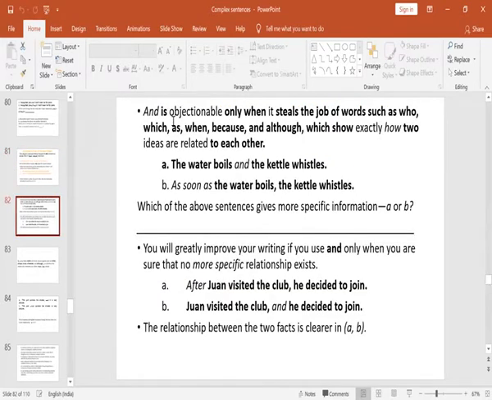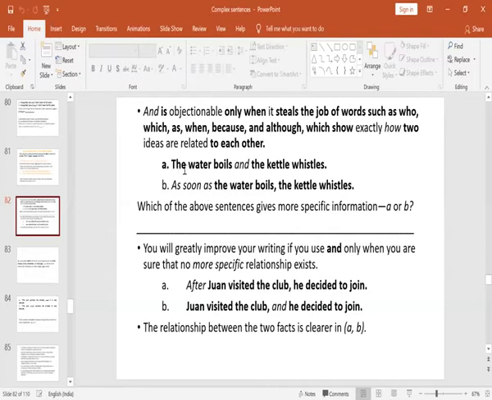Please, this one is important. Check it out, guys. And is objectionable only when it steals the job of words such as who, which, as, when, because, and although, which show exactly how two ideas are related to each other. I don't know whether you got it or not. So, in other words, as far as possible, when you are framing sentences in a spoken or written form, try and make complex sentences. Be careful when you are using and.